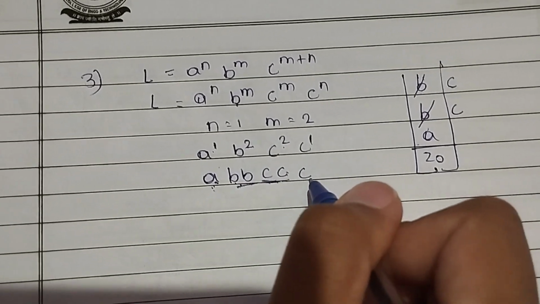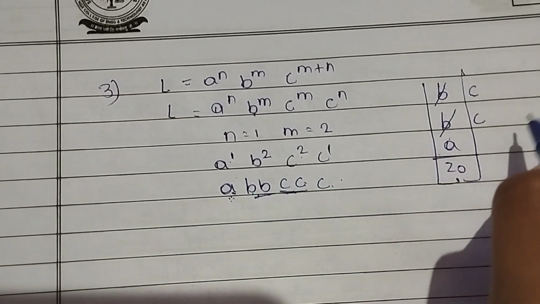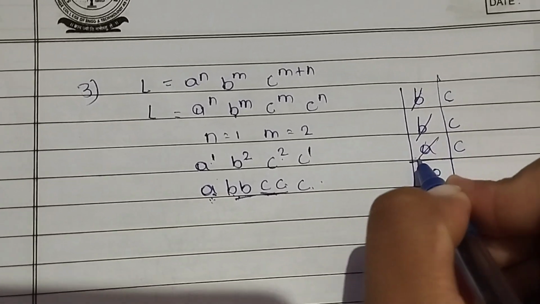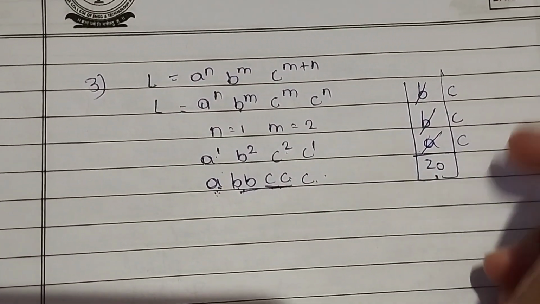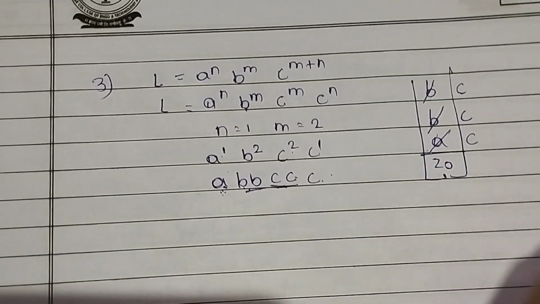Now c raised to n. So for this c raised to n, a raised to n is present. So if you read this c, pop this a, and now an empty stack is present. So we read z0, and we are in the final state.